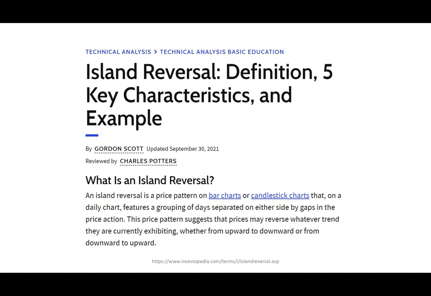As always, I like to take pretty much everything that we do out of Investopedia, so that's where you can find it right there. That's the link from Investopedia. So the island reversal pattern, what is it? Island reversal pattern is a price pattern on bar charts or candlestick charts. So you have to use a bar chart or a candlestick. You can't use a line chart, and it's going to become very obvious why. It works very well with candlesticks. A daily chart is the best time frame to use. You can use weekly, but a daily is the best.